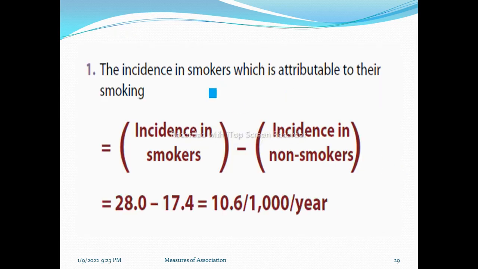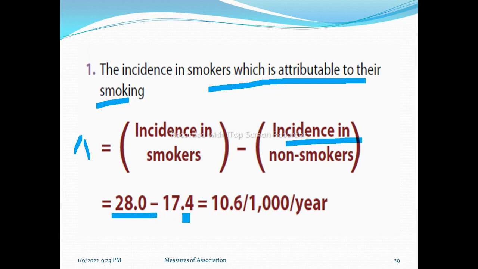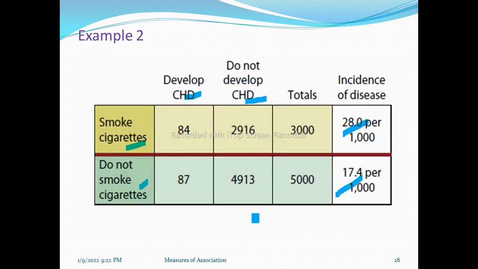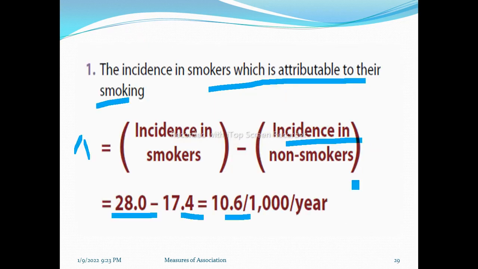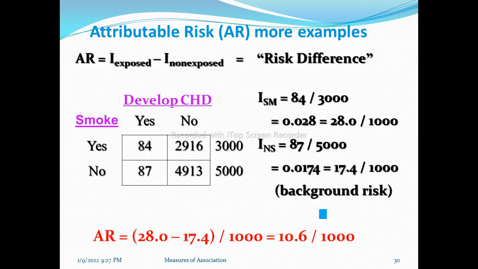So the incidence in smokers which is attributable to their smoking, or attributable risk, is equal to the incidence in smokers minus the incidence in non-smokers. So 28 minus 17.4 is equal to 10.6 per thousand per year. So this one is subtracted from this one. This is a very important concept. Attributable risk is calculated in this way.